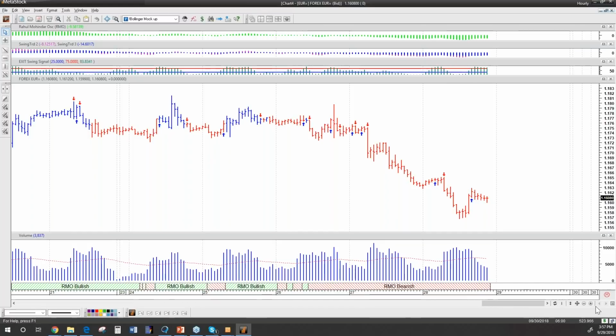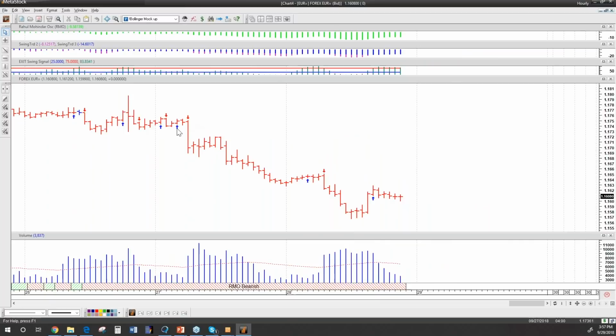Let's say we went into this short position right here, based on the breakout here. Obviously, we're in that position, it starts to go sideways. That pushes this up above the red line. Once it drops down below that, you want to start to put in a trailing stop. That's how Rahul teaches to use it.